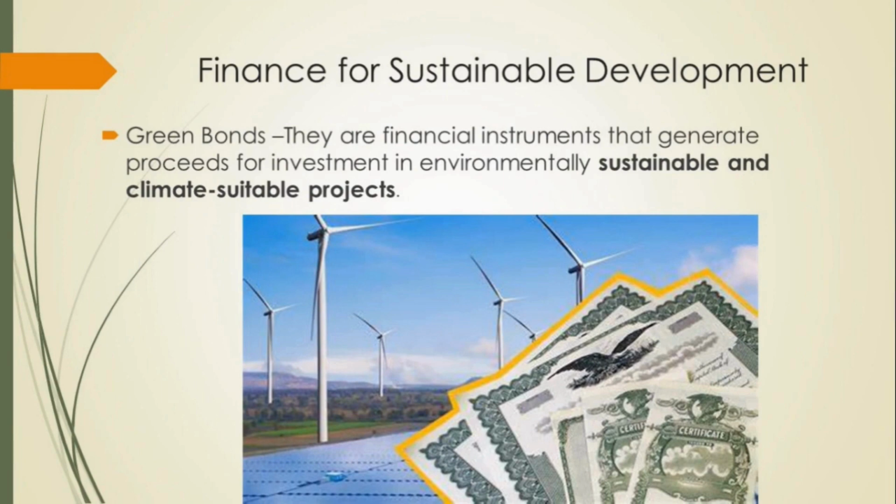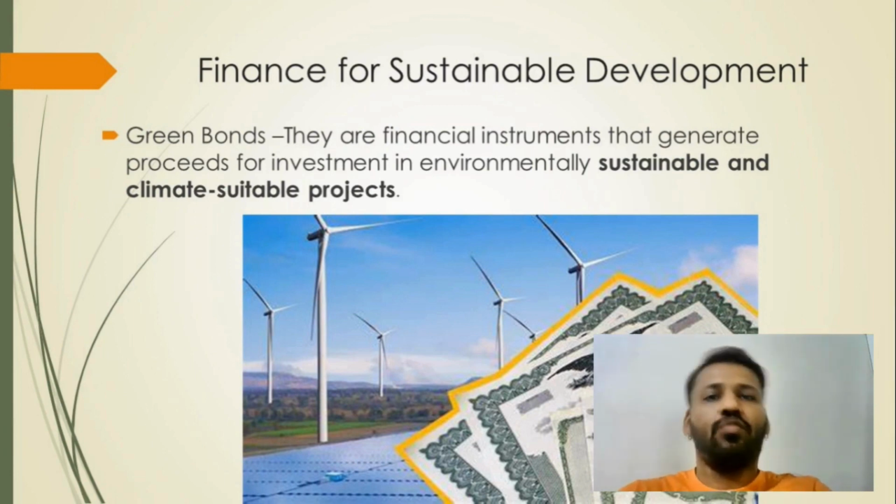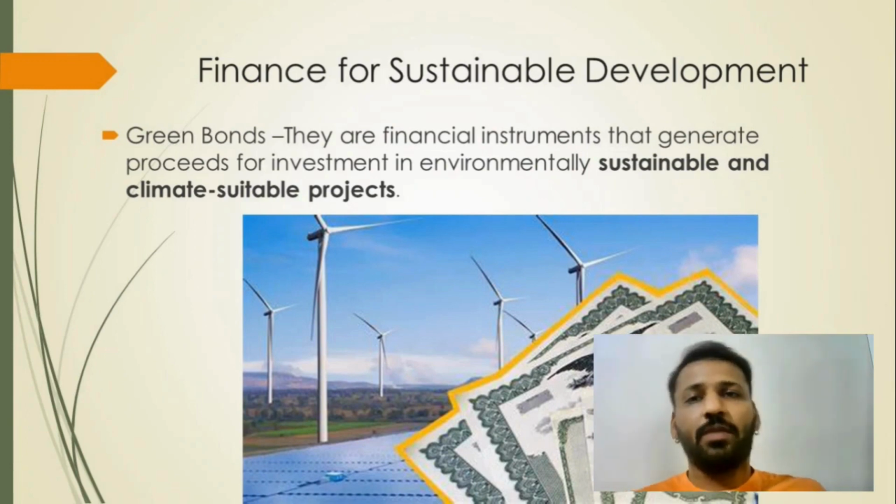Now, as we have discussed, when we have to do so many things, we need money for that. So from where will the finance come? So, finance for sustainable development. One of the important sources of finance is green bonds. You know, what do green bonds mean? A green bond does not mean the color of the bond is green. What does it mean? Specifically, these bonds are created to generate finances for clean projects or renewable energy projects. Okay, sustainable, climate suitable projects.